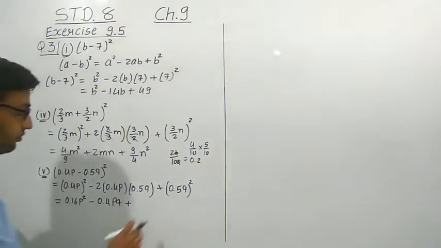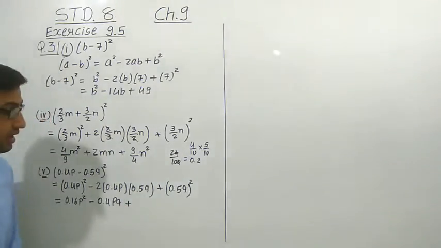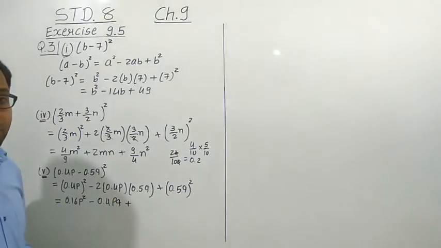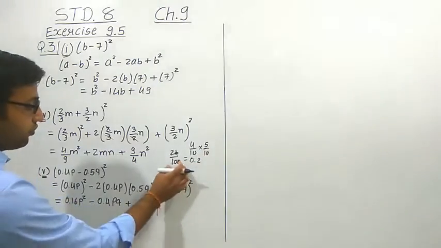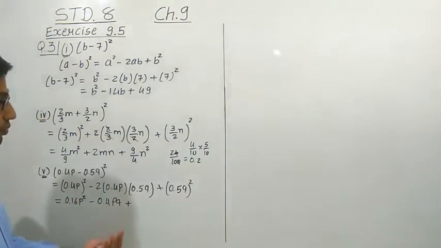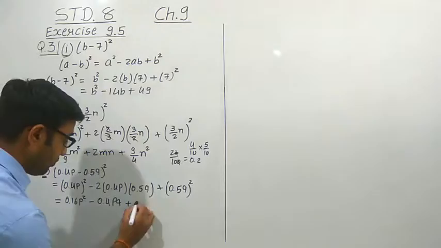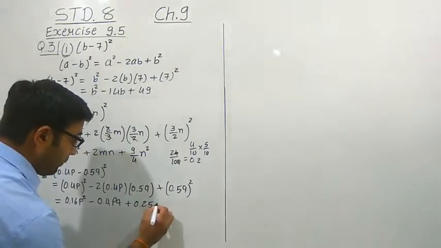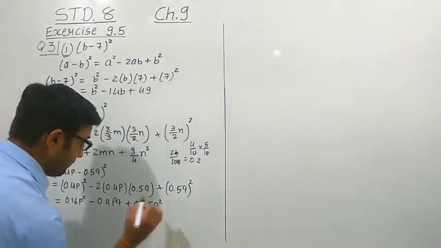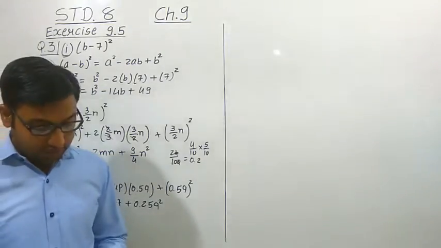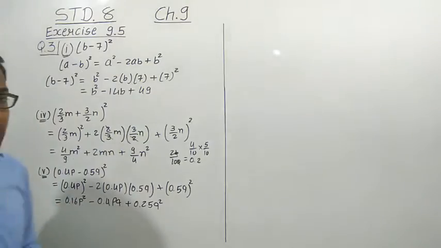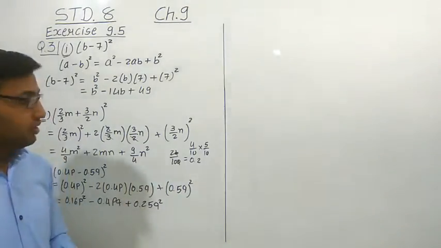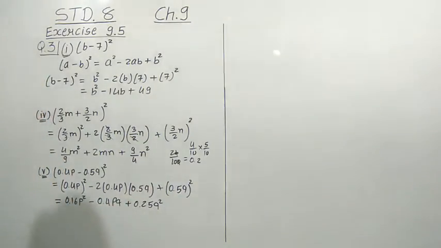Now here, 0.5 square. We know the square of 5 is 25, but 0.5 has one decimal digit, two times, so again we get the denominator 100. So we have to put the 2 decimal places. We get 0.25q square. Right? So the difficulty you are facing is how to multiply these decimal numbers. It is actually very easy, so don't make it difficult. You can solve any type of these questions.